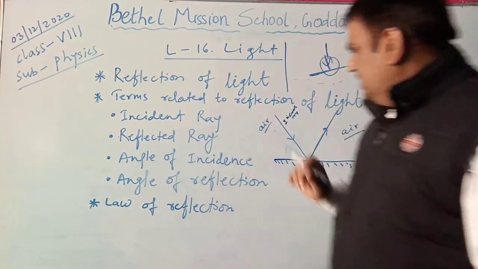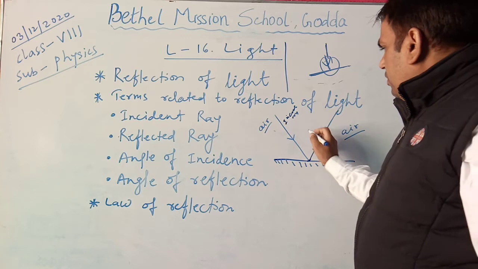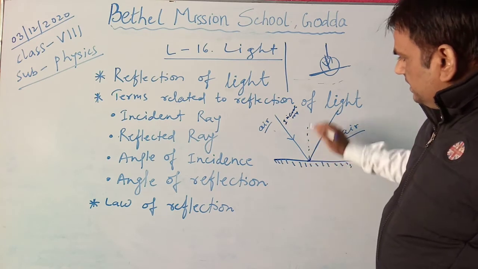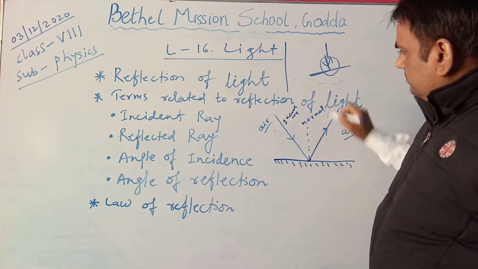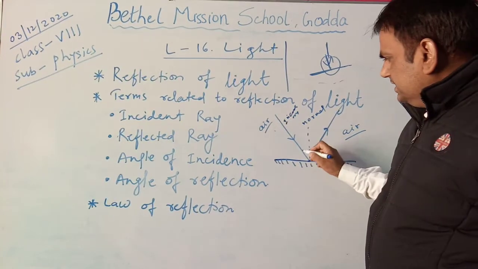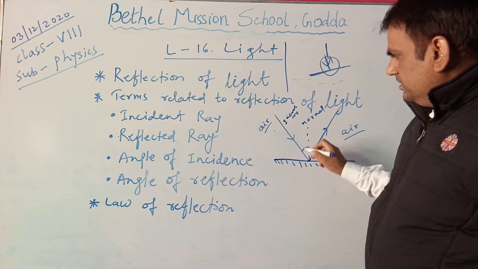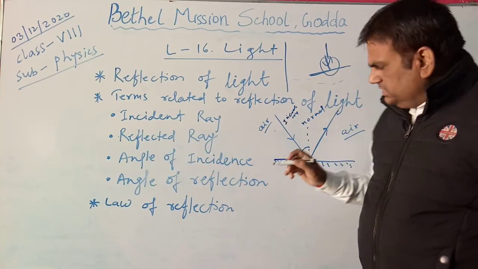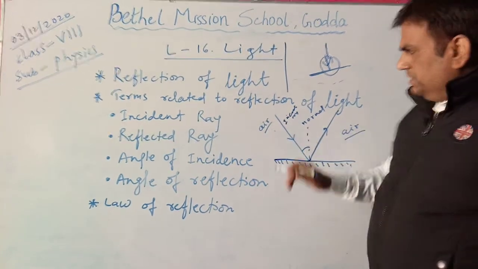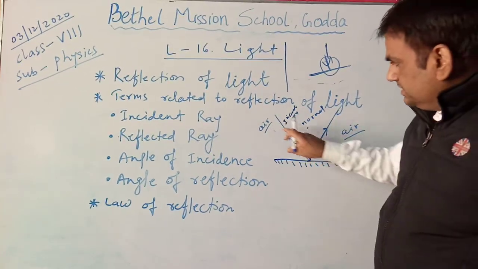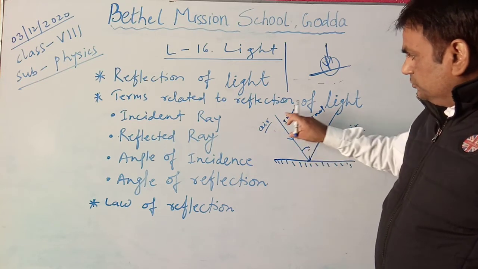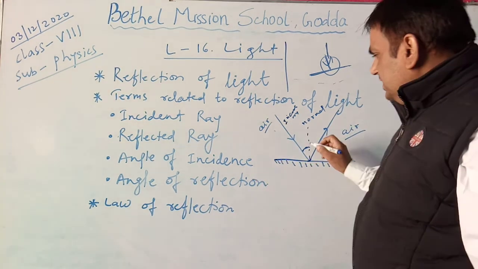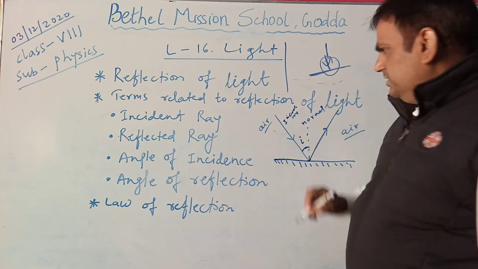Angle of incidence. Here we will draw a normal, an imaginary perpendicular line. This imaginary line is known as the normal. The angle which is formed between the incident ray and the normal is known as the angle of incidence. This is the incident ray and this is the normal. Whatever angle is formed here is known as the angle of incidence, and simply we denote it as I.